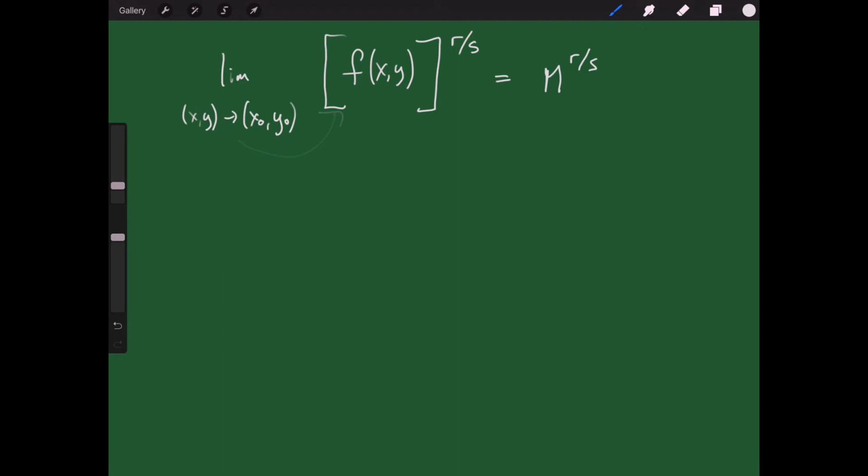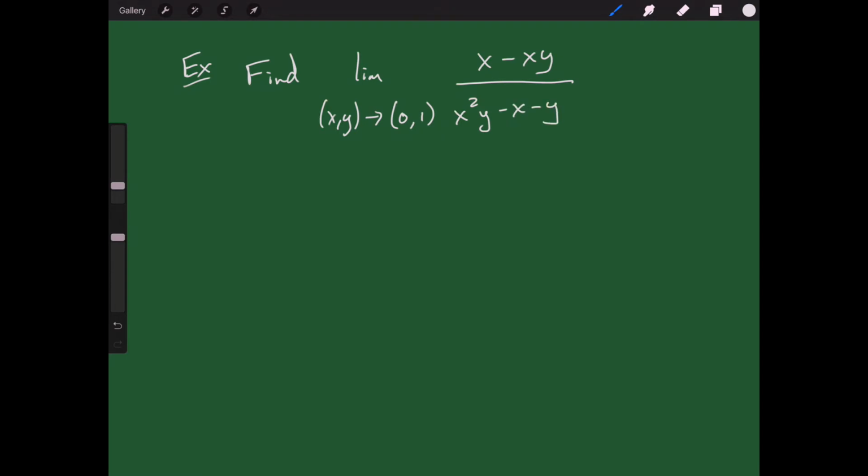Basically, all the rules that we already had for limits in 2 dimensions also apply to limits in 3 dimensions, and that's all we're really trying to say. So all the things we know about limits we can still use. Okay, let's do an example to show how this works.